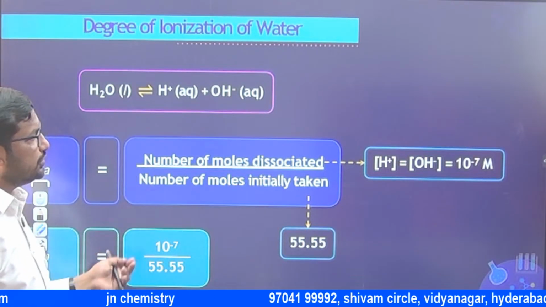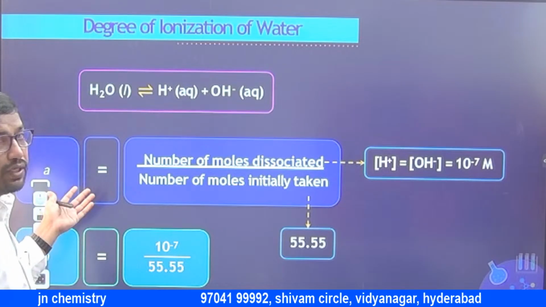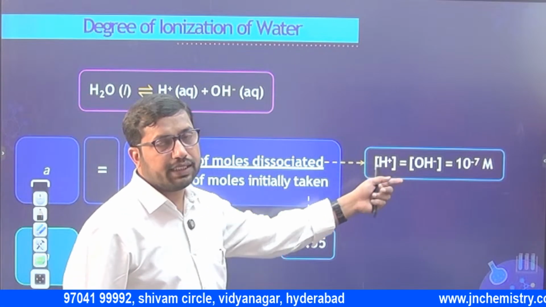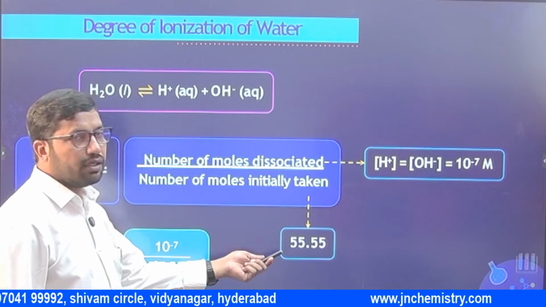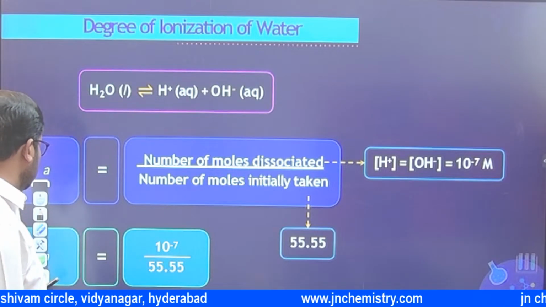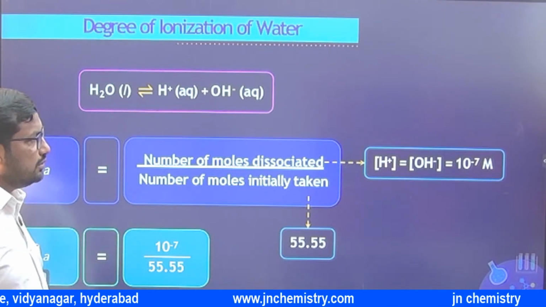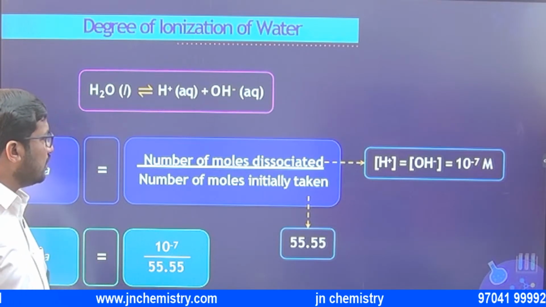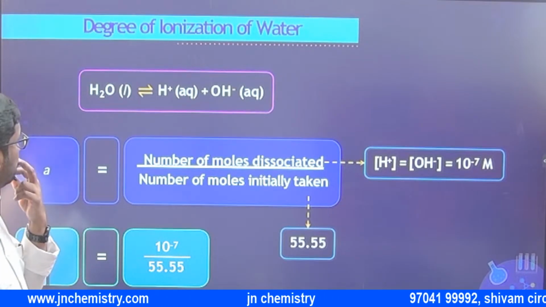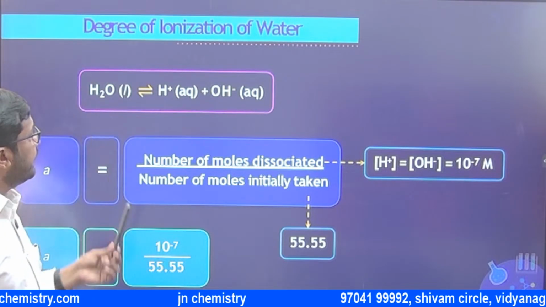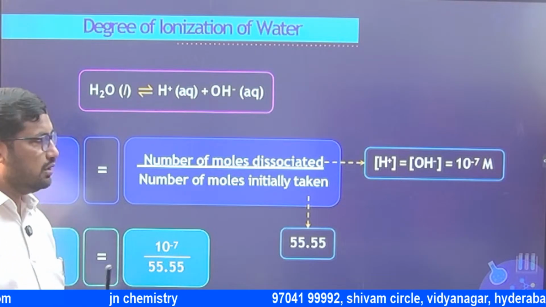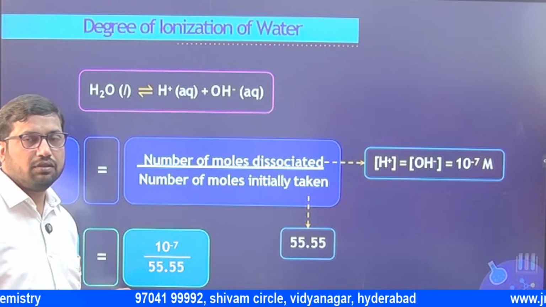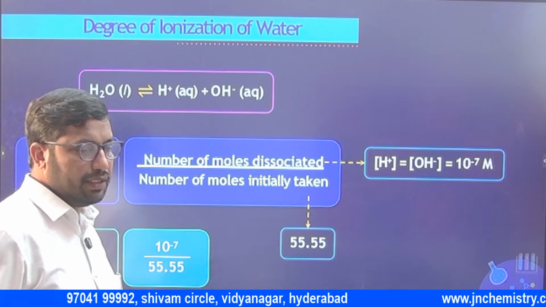The degree of dissociation or ionization is the number of moles dissociated by the number of moles initially taken. The number of moles dissociated is 10 to the power of minus 7, and initially the concentration is 55.5. So write it down, degree of ionization is 10 to the power of minus 7 by 55.5. We can take alpha also, degree of ionization of water, the number of moles dissociated by the number of moles initially taken. Write it down.